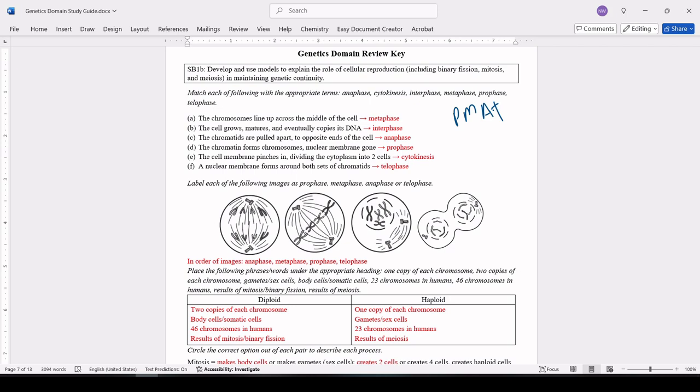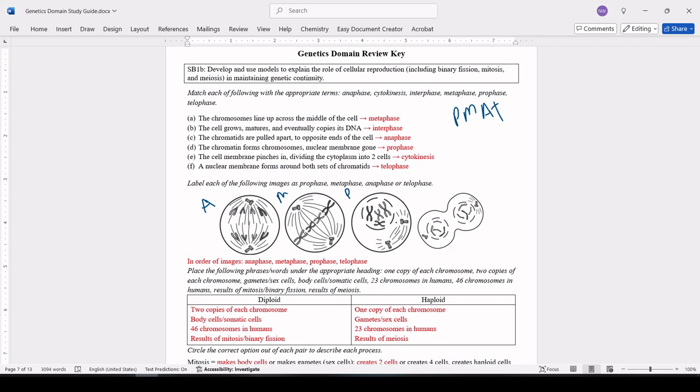So the second question asks you to label the different images, so you need to be familiar with these. So the first picture here is going to be anaphase, because the way you can remember that is that it's going to be separating the chromosomes and they're going to be pulled away. The second picture is metaphase because they're lining up in the middle. The third picture is prophase.